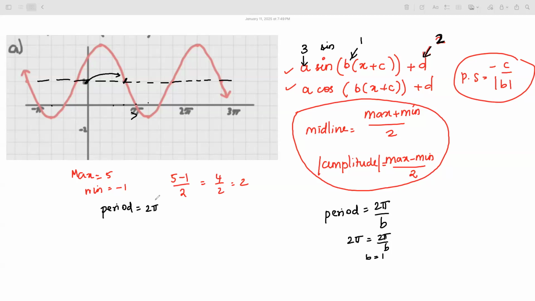How did you all get pi by 2, pi by 4? Can you tell me? Can you all tell me? How did you get that? Phase shift, whoever has written pi by 4, can you please tell me? Nitin, B value is what, Nitin? 1, right? It's 1.